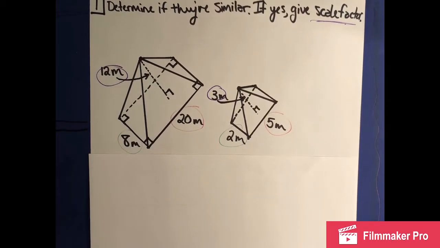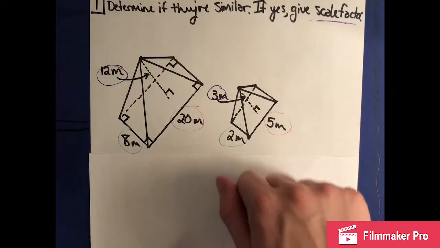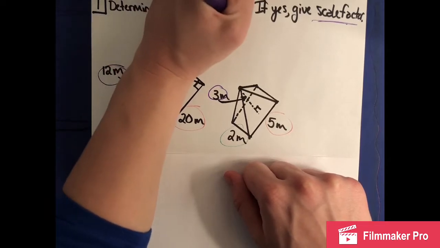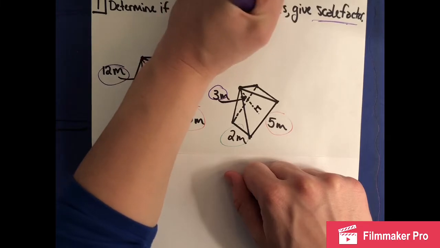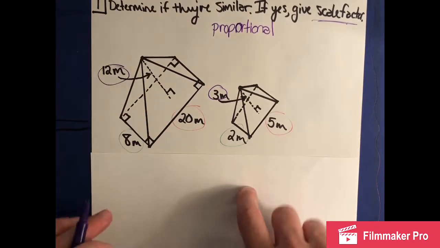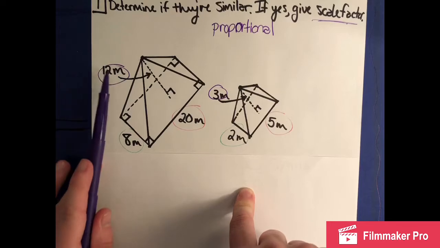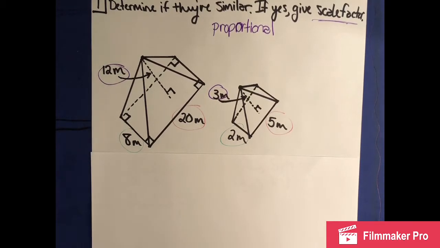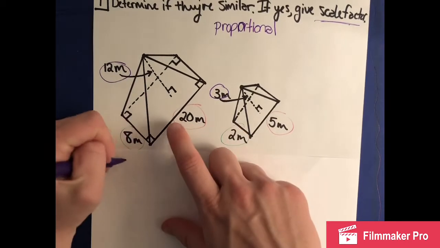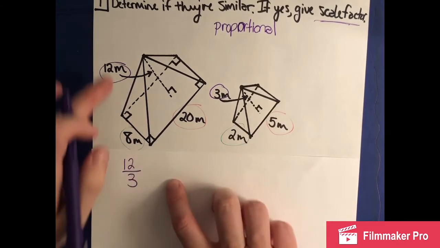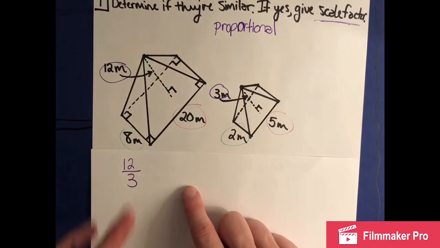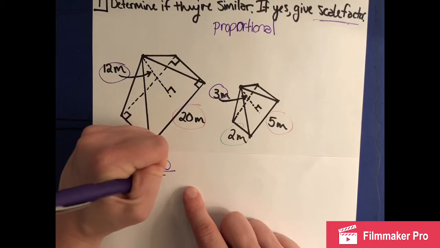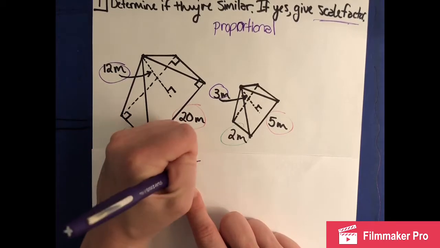Okay, we're going to look at number 1. It says determine if they're similar. So what we want here is we want these things to be proportional. Okay, so I look here and I already matched up what goes with what. And I'm just going to put in a proportion, which we remember are fractions that are equal. So I have 12 over 3 to start out with. So if I'm doing 12 over 3, be consistent. So I went here over here, so let's go here over here. Equals 20 over 5 equals 8 over 2.